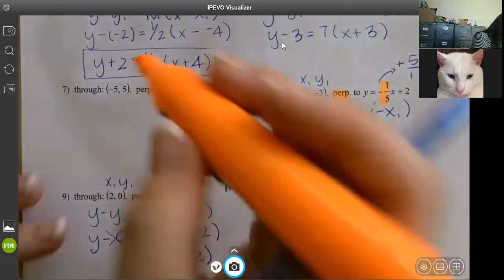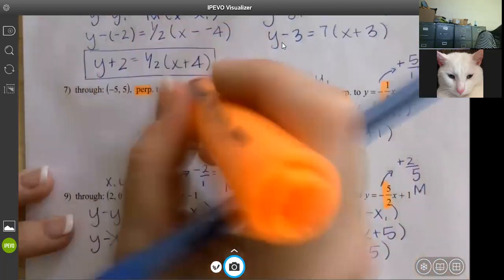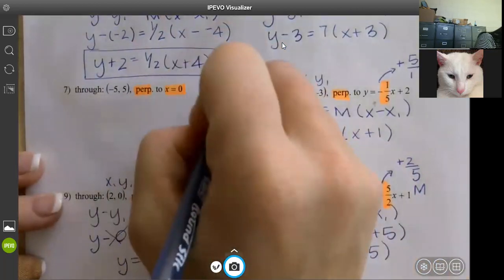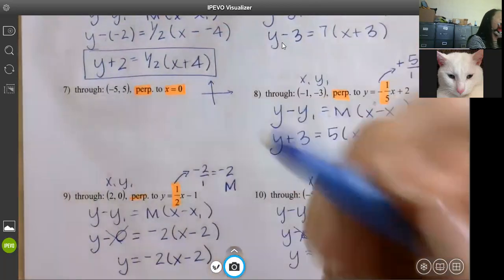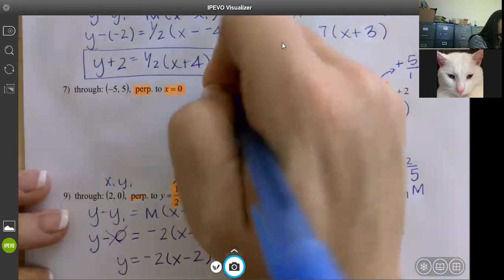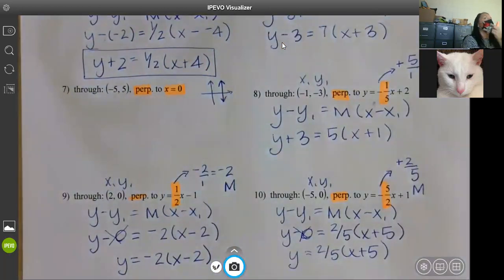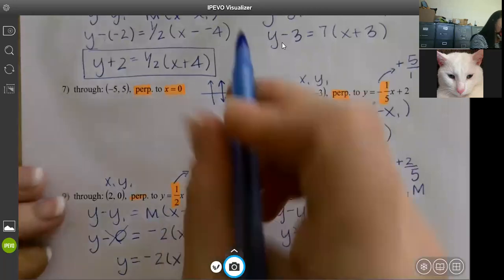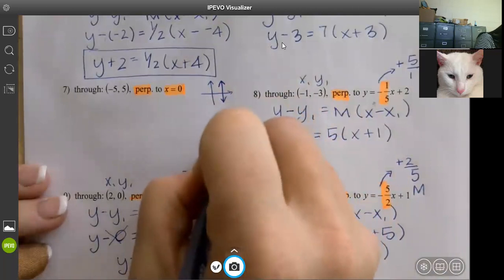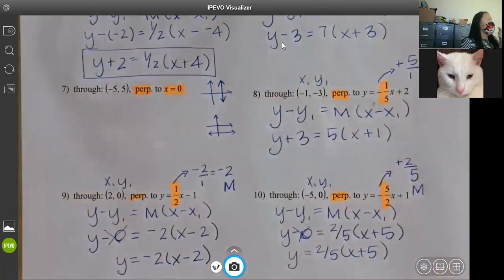So this says perpendicular to x equals 0. So remember what I told you, x equals 0, if we graph it, or any x value, is going to be a vertical line. So I'm just going to graph a random one. This is not x equals 0. If we flip and change it, or we make a perpendicular, it's going to be a horizontal line. So that would be your flip and change.